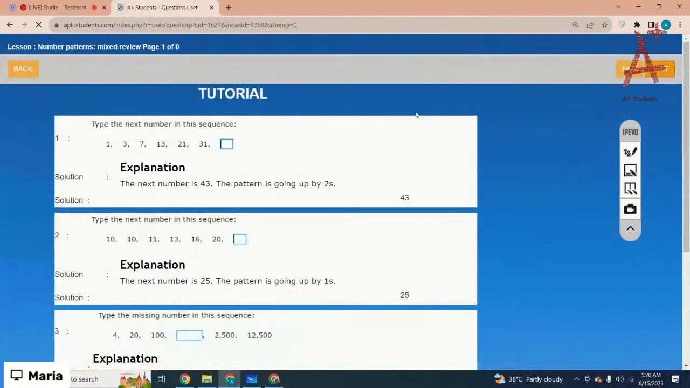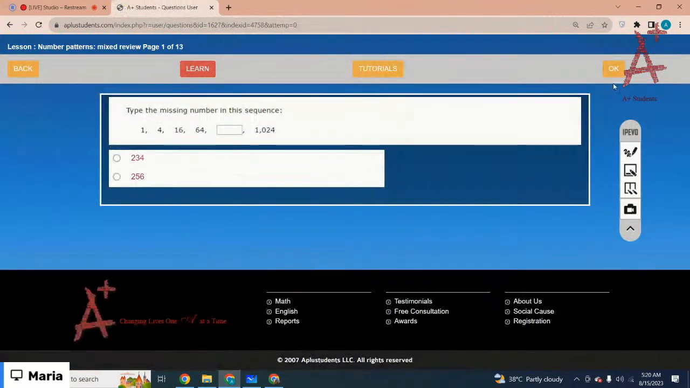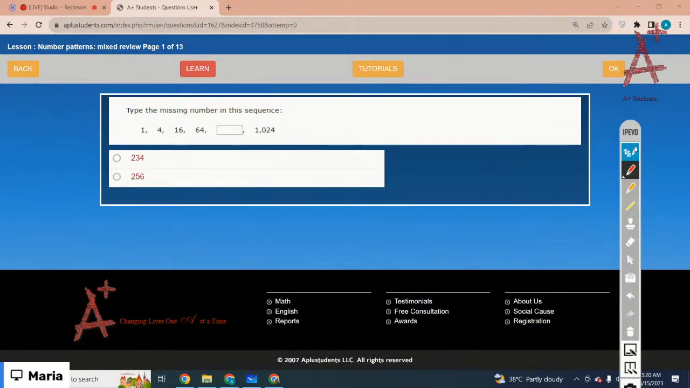Let's just start with the practice questions. Okay, you have to find the missing number in the sequence. You can find the next number by multiplying the previous by 4. 1 times 4 is 4, 4 times 4 is 16, 16 times 4 is 64. That means for the next number you have to do 64 times 4, right? So 64 times 4 is 256. That means the missing number in the sequence is 256, right?